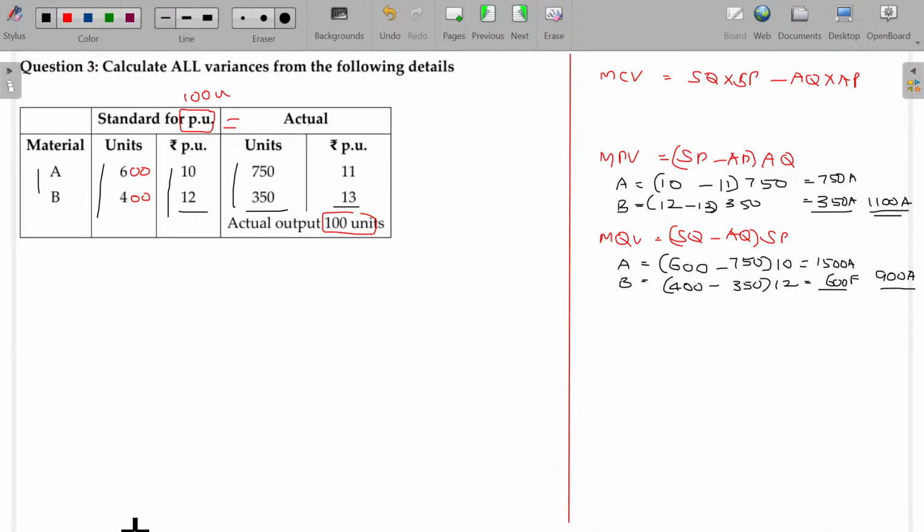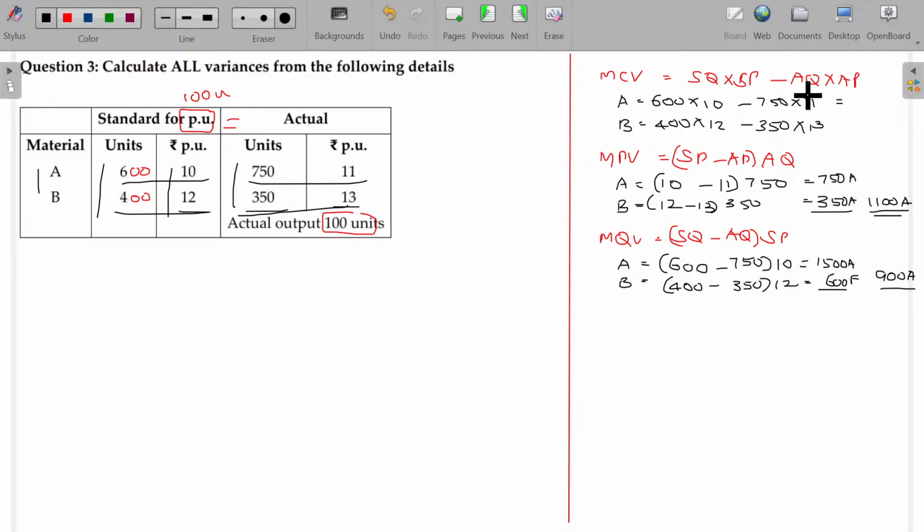What about the material cost variance, sir? You can calculate for A and B separately. So for A, 600 into 10. Okay. Actual quantity being 750 into 11. For B, 400 into 12. And actual quantity being 350 into 13. How much? 4,550. Okay, 350 into 13.